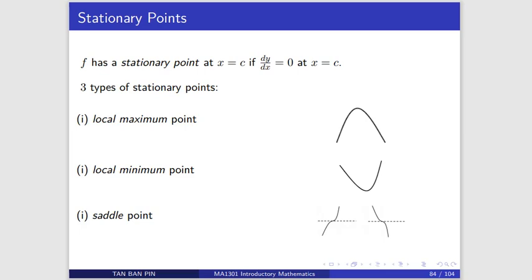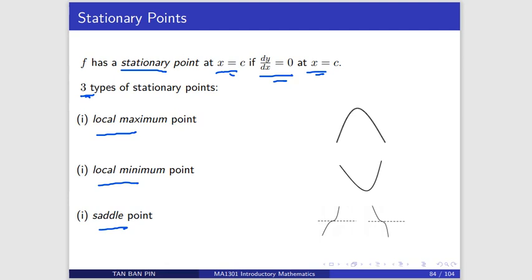We now look at stationary points. Stationary points are points such that dy/dx is 0. So we say f has a stationary point at x equal to c if dy/dx is equal to 0 at x equal to c. And there are three types of stationary points: local maximum, local minimum, and saddle point.